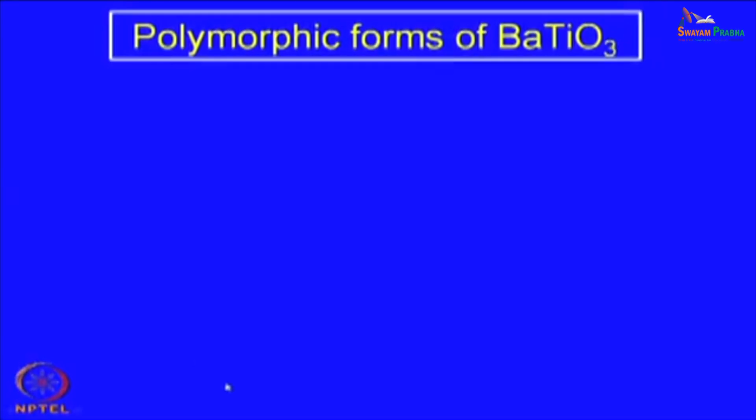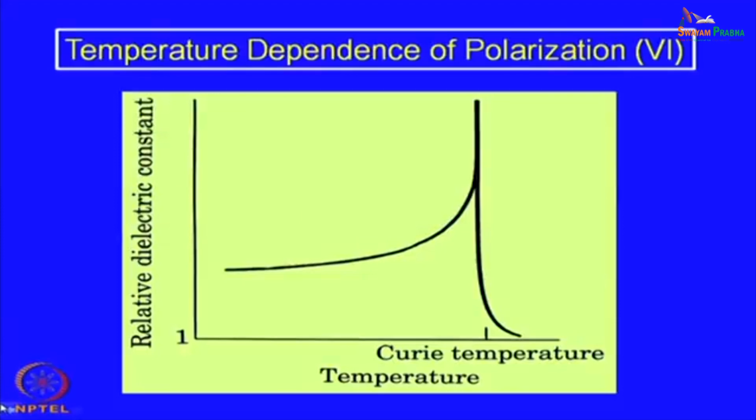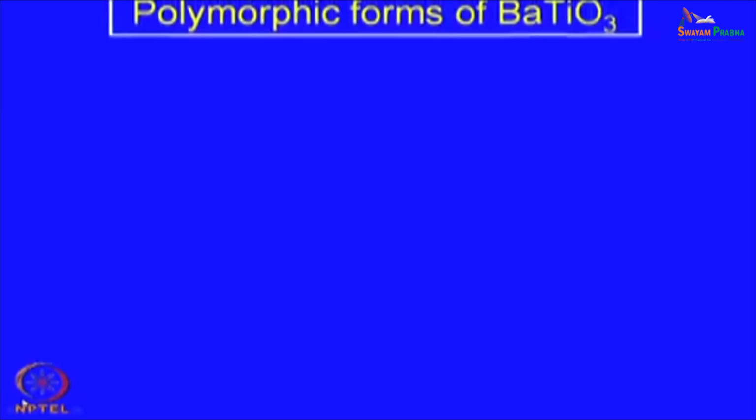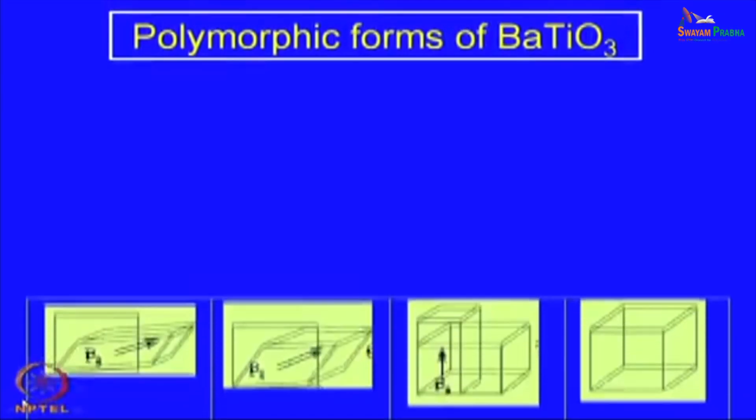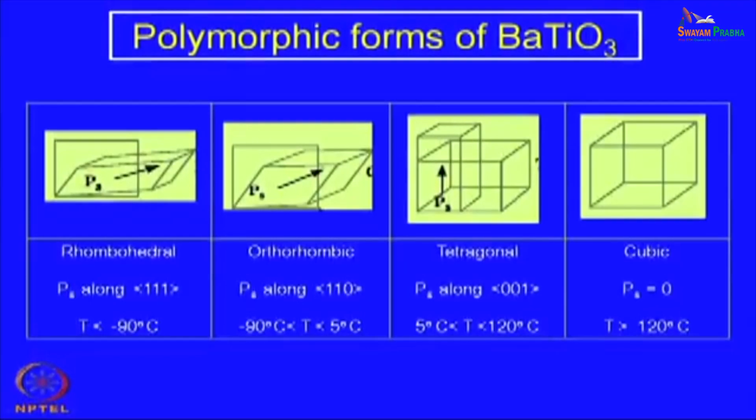With this we come to the different polymorphic forms of barium titanate, as we mentioned earlier. Perovskite or cubic perovskite is only one particular structure of barium titanate. It has 3 different other structures at different temperature ranges. These are 4 different polymorphic forms.